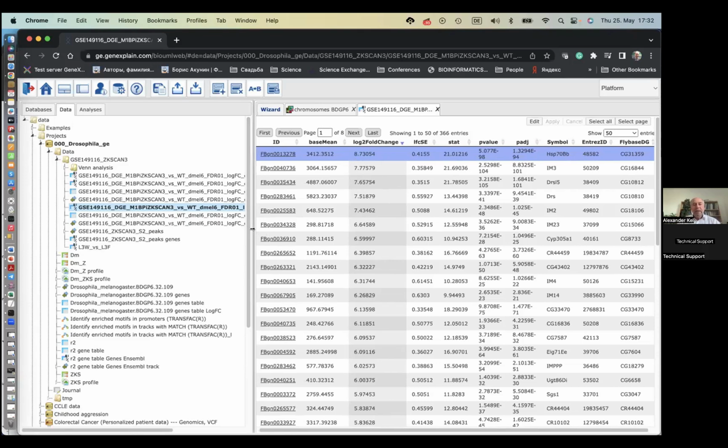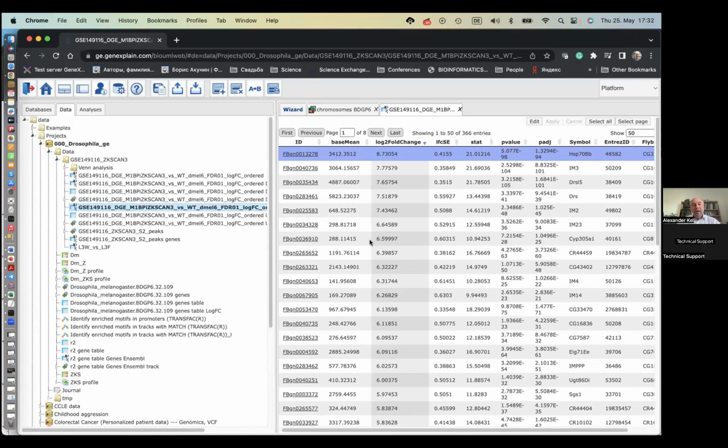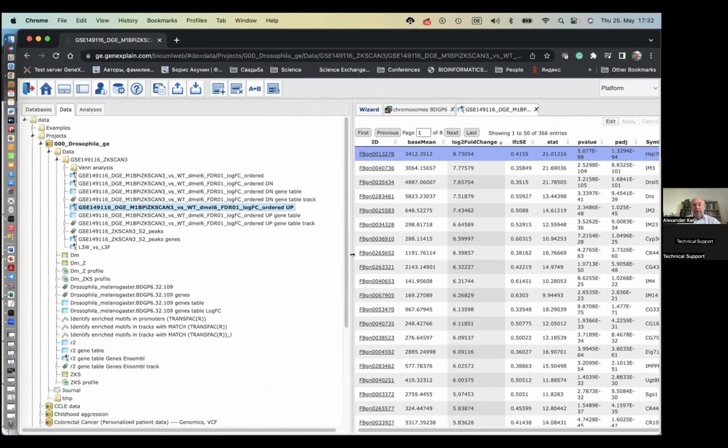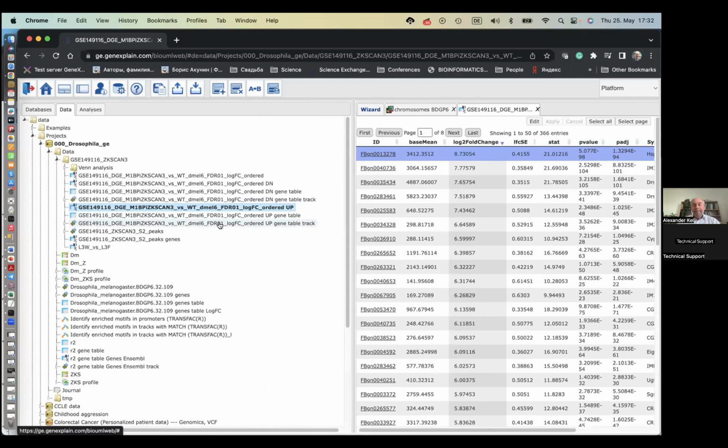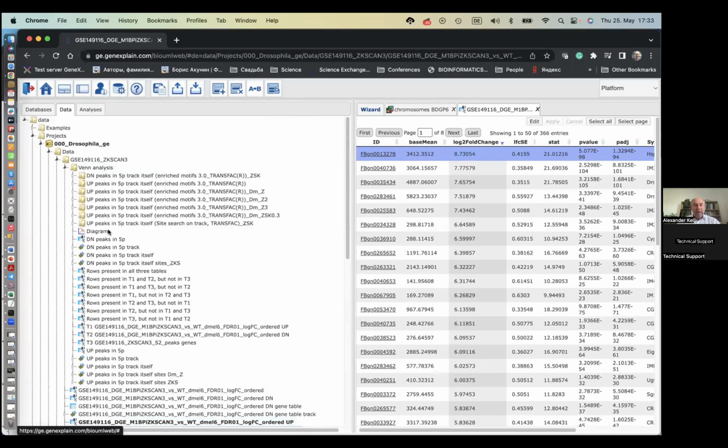Now this is 366 genes, but I want to intersect these two types of data. I want to intersect genes which are upregulated with all peaks in the genome which were found to be bound by that factor. How to do this intersection? First, what I did is I converted this into a track. Let me show you how to do that.